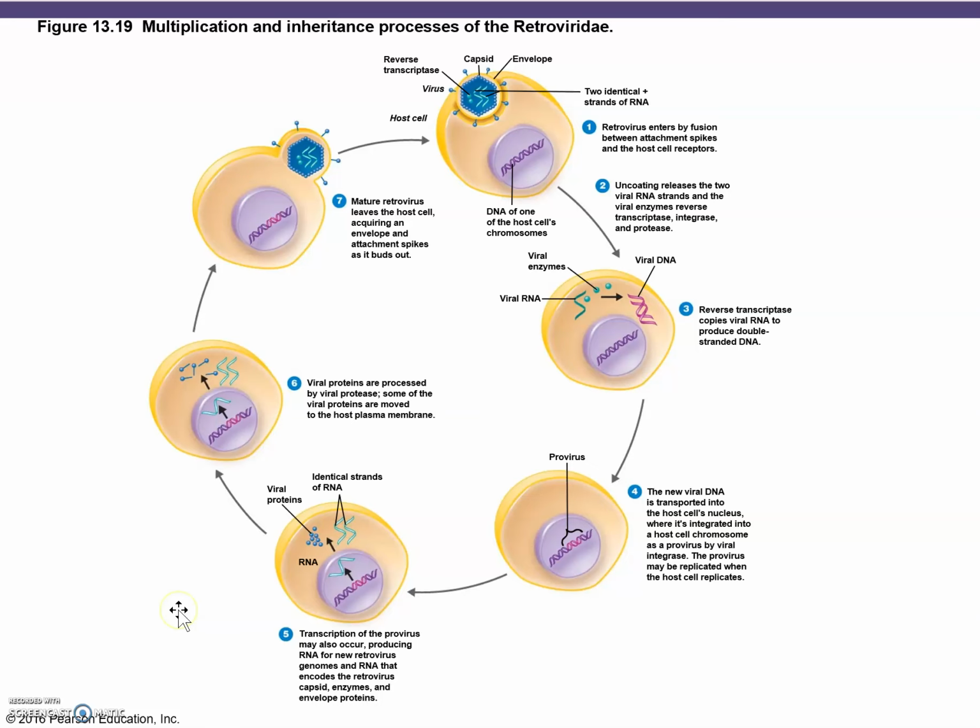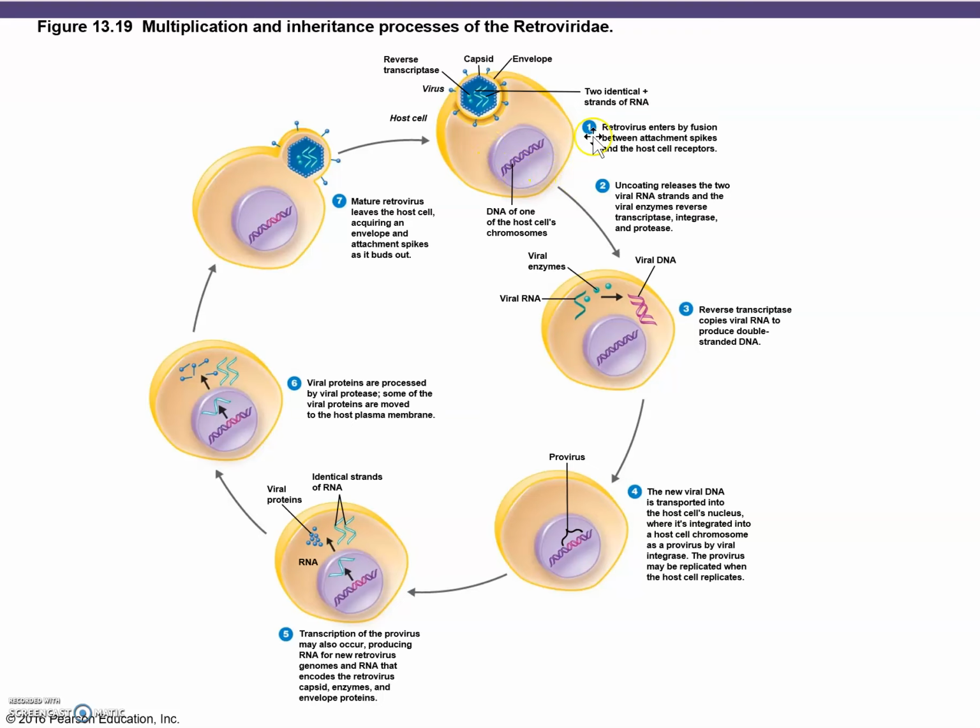So here is the multiplication cycle of the retroviridae. In the retroviridae, we have two very troublesome contenders, the human immunodeficiency virus, HIV, and then also the flu viruses are in the same category. So let's take a look at the viral replication cycle here. So the typical attachment and then uncoating of the virus.